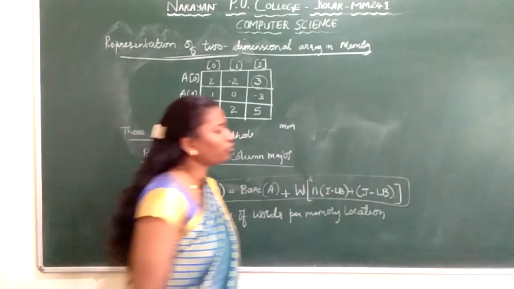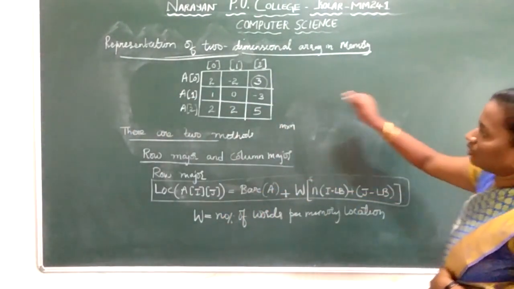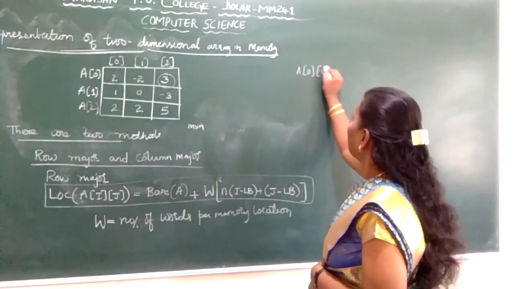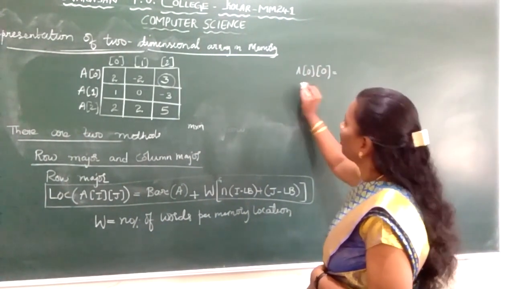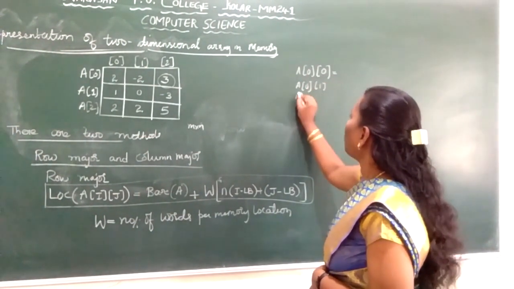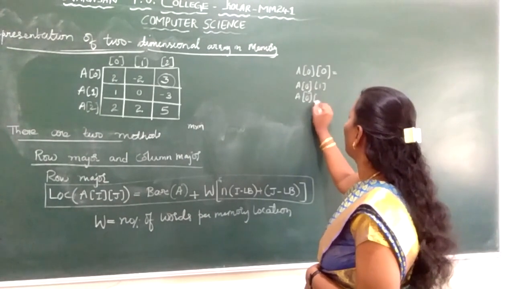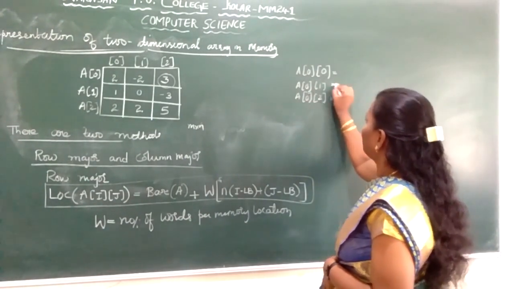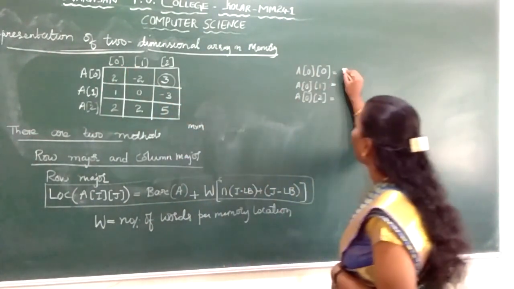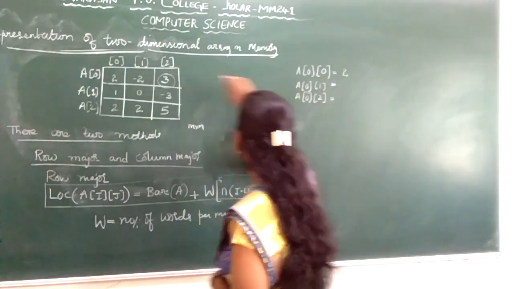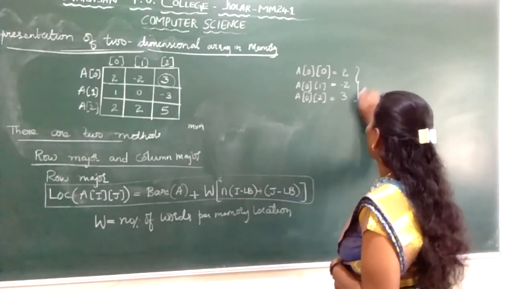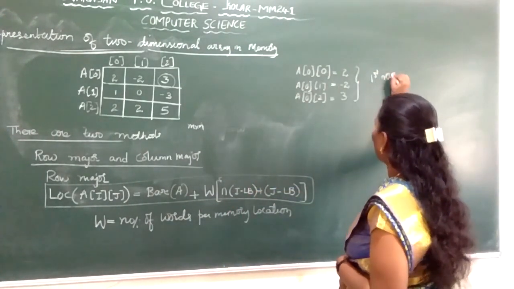In the row major, how are we going to represent the elements? See now, A of 0, 0, A of 0, 1, A of 0, 2. For the first row, what are the elements I have? A of 0, 0, I have 2. A of 0, 1, I have minus 2. A of 0, 2, I have 3. So this is for your first row in the row major.